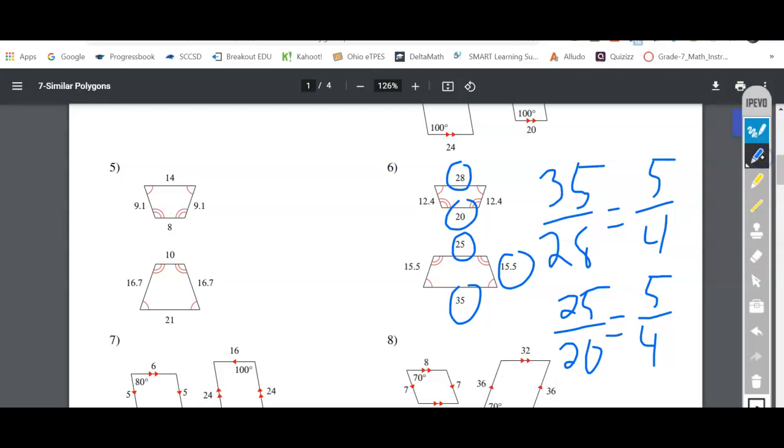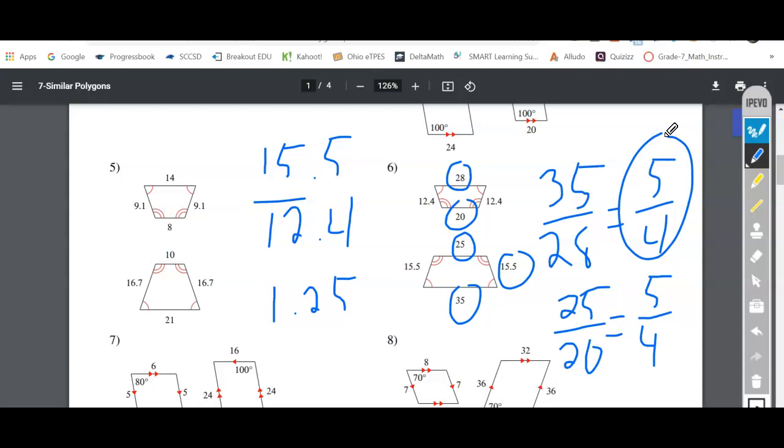This one is 15.5 over 12.4. Now, you can't simplify that using your fraction button because of the decimal. So what we will do is we'll divide it out. 15.5 divided by 12.4 gives me 1.25. Well, if I divide these out, 5 divided by 4, I also get 1.25. So they're all the same. So it is similar, and that's my scale factor, 5/4.